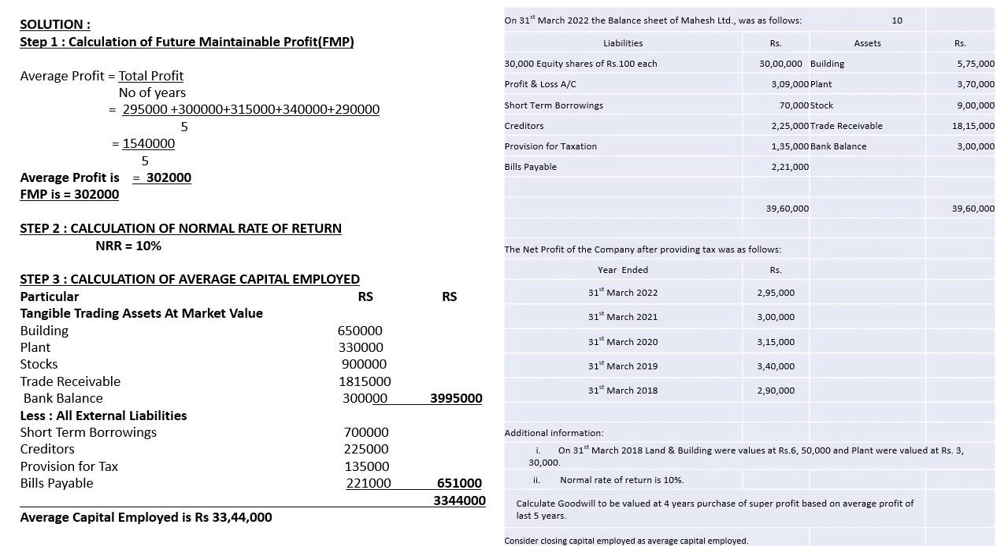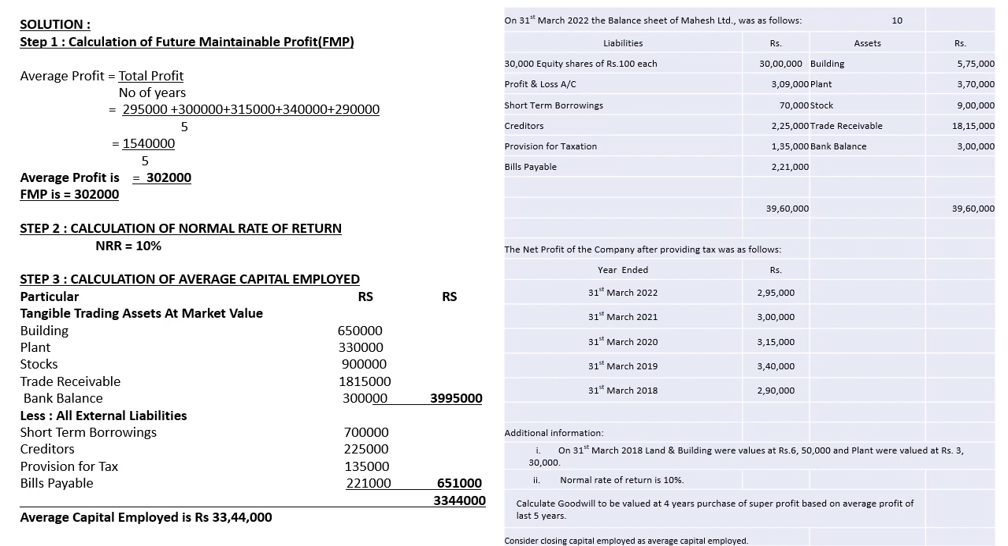As mentioned in the balance sheet, you are going to consider the values as given, because no revaluation of the liability side is given. So we are going to take all the values as given in the particulars of the sum. When you add up everything, you get 6,51,000. So 39 lakhs 95,000 minus 6 lakhs 51,000, you will get your answer 33 lakhs 44,000. So this is your average capital employed.